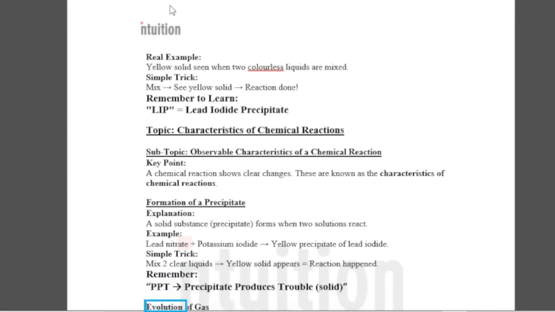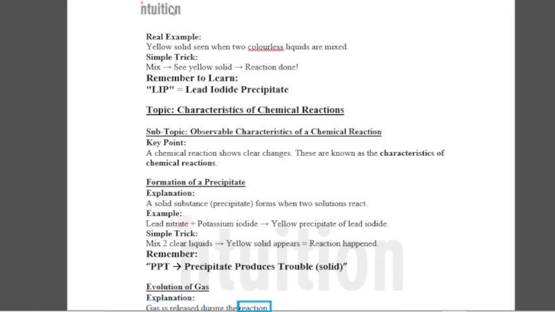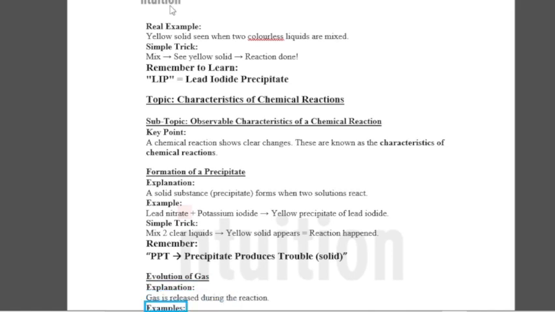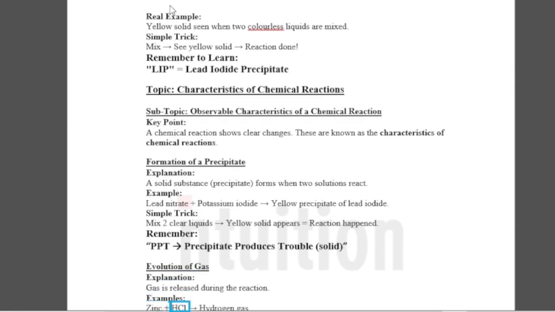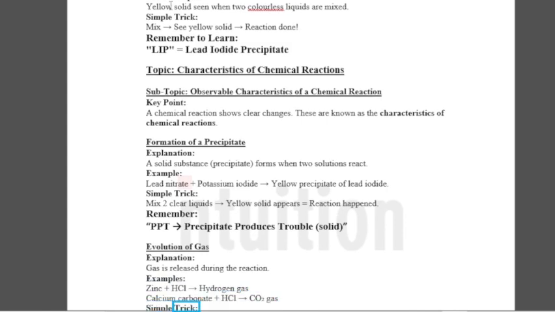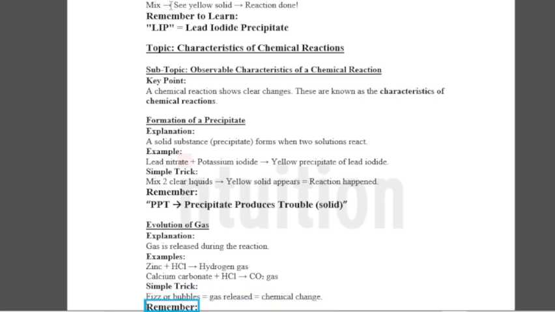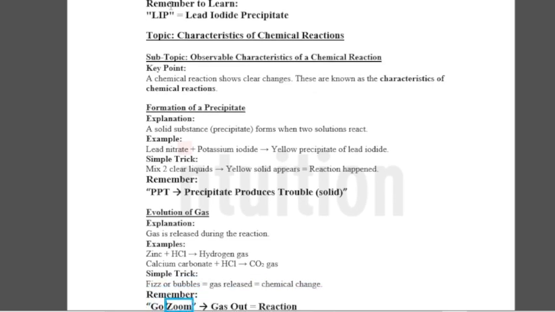Evolution of gas. Explanation: gas is released during the reaction. Examples: zinc plus HCl gives hydrogen gas, calcium carbonate plus HCl gives CO2 gas. Simple trick: fizz or bubbles means gas released, which means chemical change. Remember, go zoom: gas out is reaction.